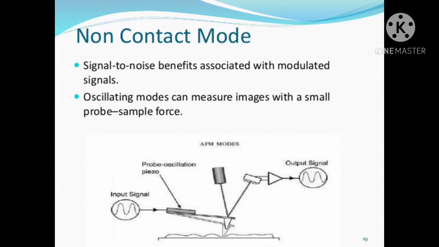Non-contact mode has signal-to-noise benefits associated with the modulated signal. Oscillating modes can measure images with a small probe-sample force.